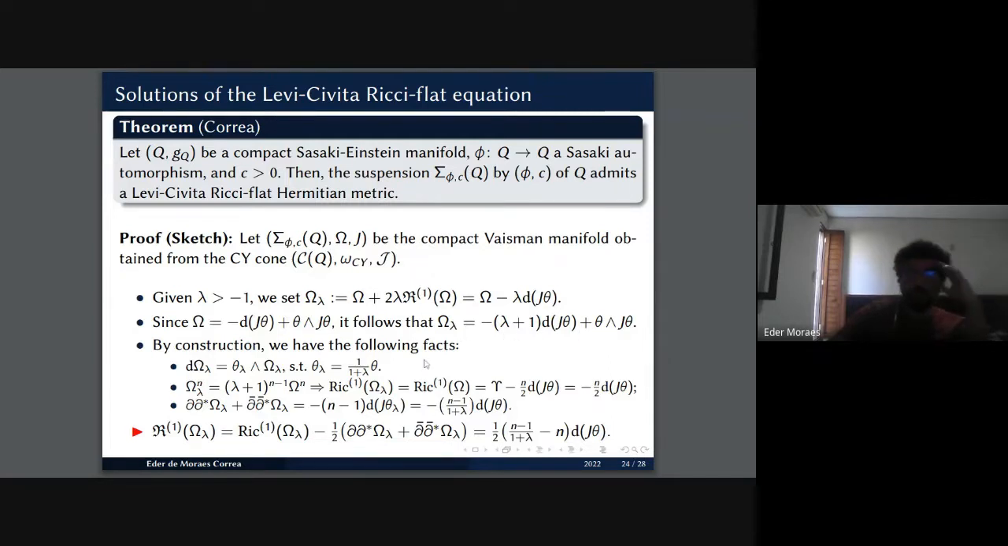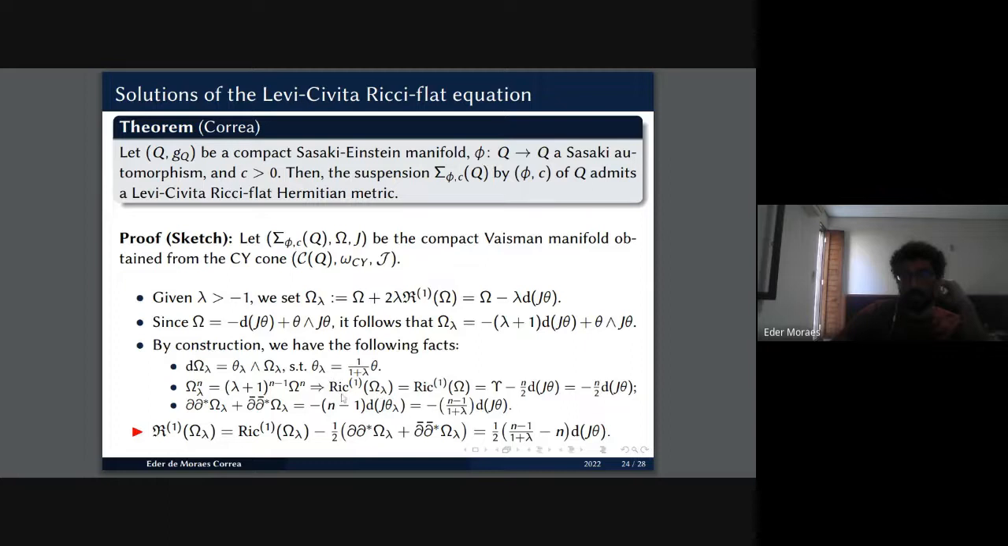And now what I need to do is to compute the expression of the first Levi-Civita curvature of this perturbed metric. So here we have some identities, but the important identities here are these two. The first one is this relation.